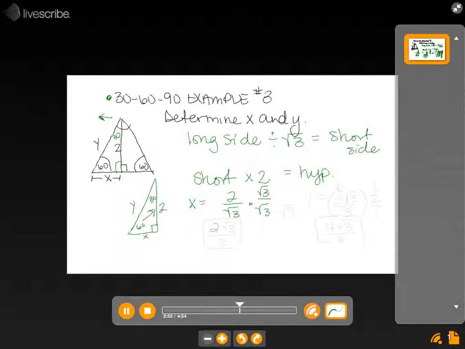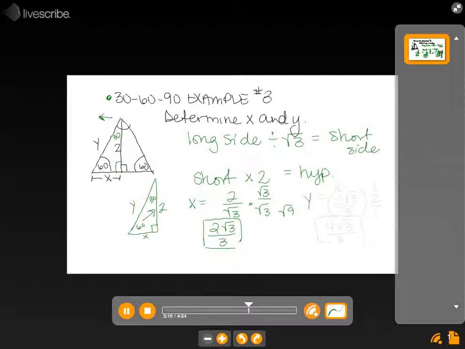2 times the square root of 3 is 2 root 3. Square root 3 times square root 3 is really the square root of 9, but that is really 3. That won't simplify because 2 does not go into 3, so there's the answer to our short side. It's 2 square roots of 3 divided by 3.